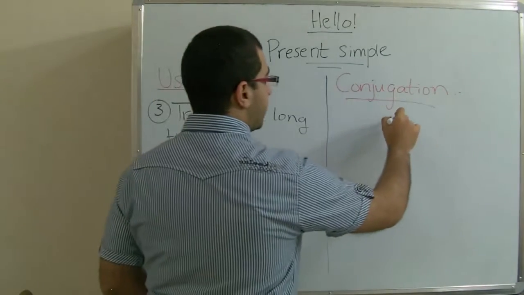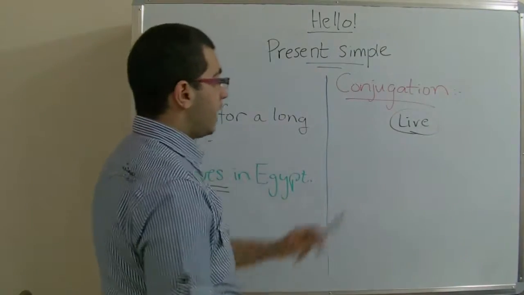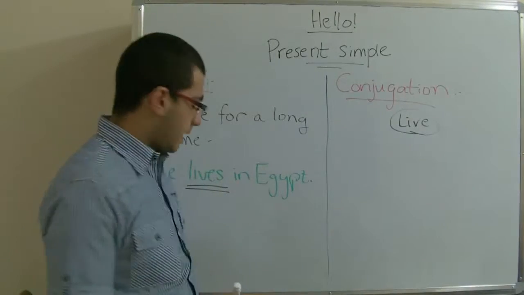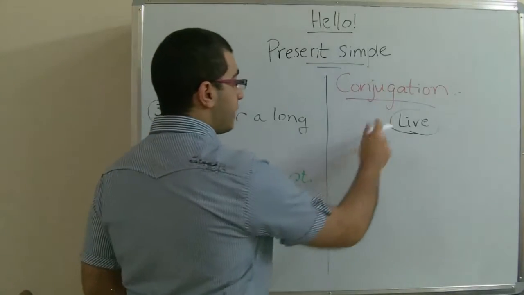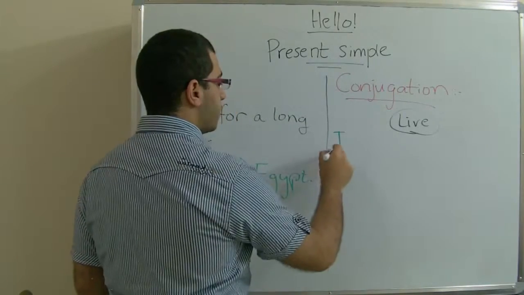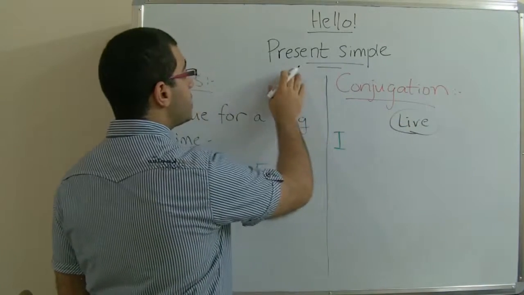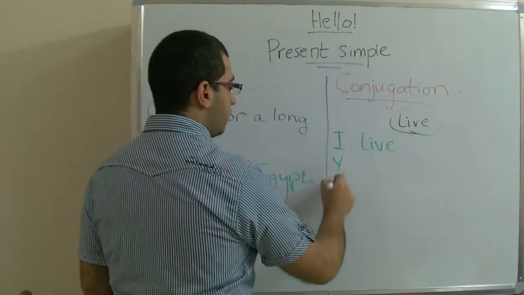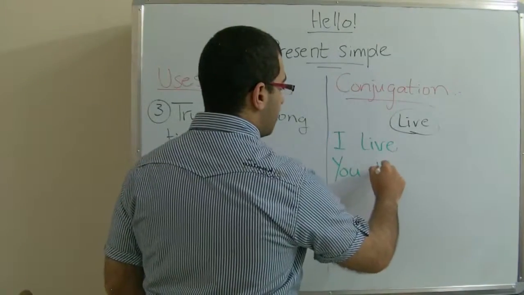If we have a verb like live, we conjugate this verb in the present simple. The word conjugation means the changes that happen to the verb when it comes after a certain pronoun. For example, the pronoun I, when I use the verb live with I in the present simple tense, I write it like this: live. You, either if you're talking to one person or many persons, you live.